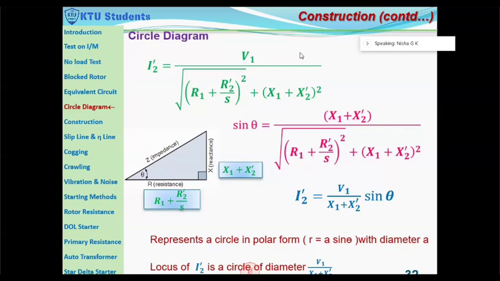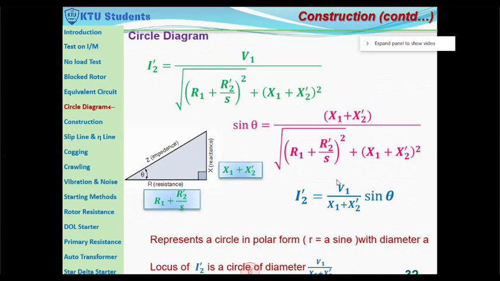You will get the expression I2 dash equal to V1 by X1 plus X2 dash into sine theta, which represents a circle in polar form, that is R equal to A sine theta, with diameter A. Here the locus of I2 dash will be a circle of diameter V1 divided by X1 plus X2 dash.